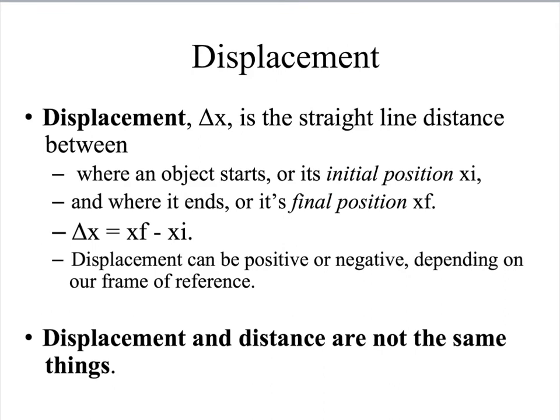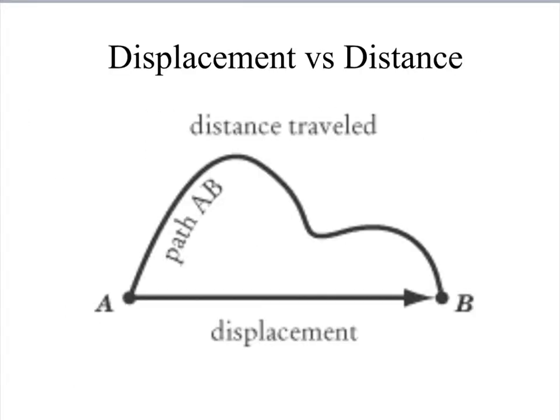All right, so the last thing you need to know about displacement is that displacement and distance are not the same things. So let's look at an example of that. Displacement is always the straight line distance between two objects. Distance, on the other hand, is just whatever path you travel, the total length of whatever that path is. So they can be very different things.